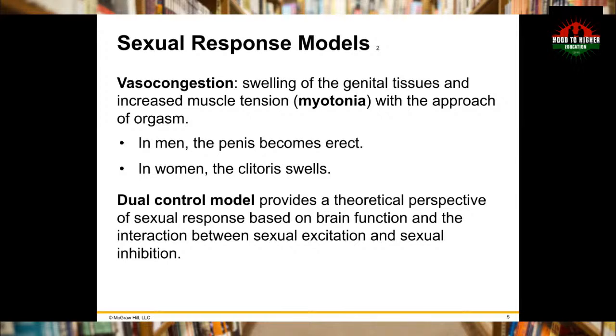Vasocongestion. The dual control model provides a theoretical perspective of sexual response based on brain function and the interaction between sexual excitation and sexual inhibition. This is the dual control model.